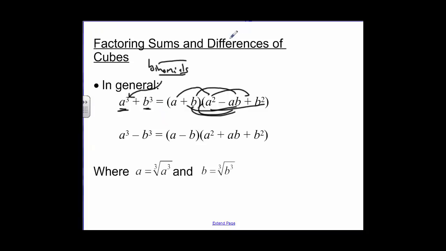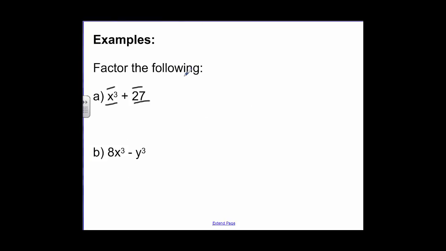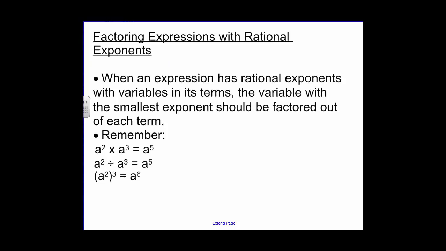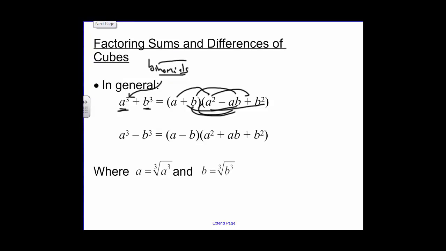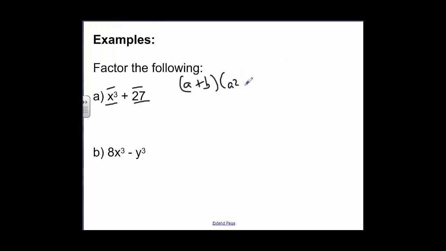And so, I mean, just look back on the previous slide. It works as a plus b, and then it is a squared minus ab plus b squared. Okay. So all we got to do is figure out who a and b is going to be. A and b are going to be these two terms here, but they're going to be the cube-rooted version of this. So a is going to need to be x in all of these examples.